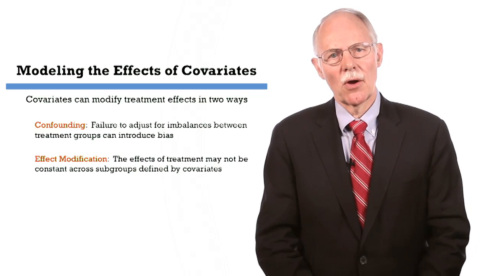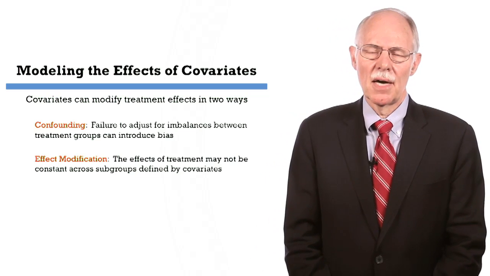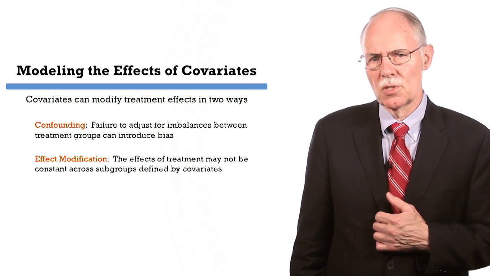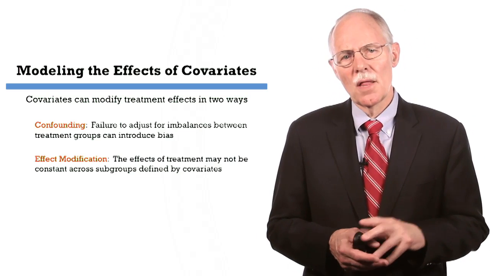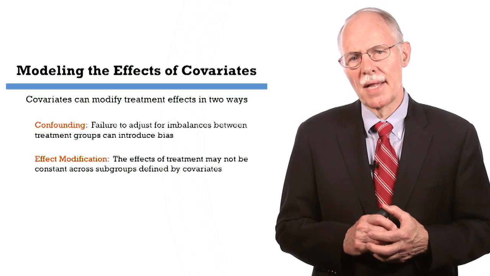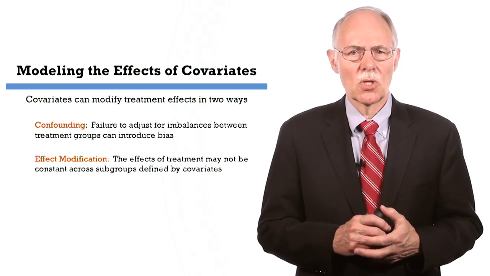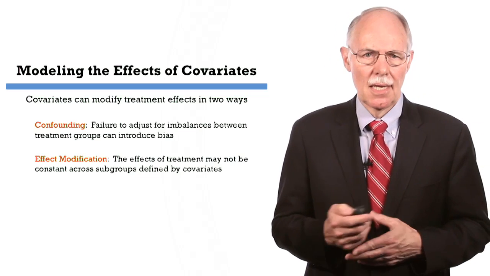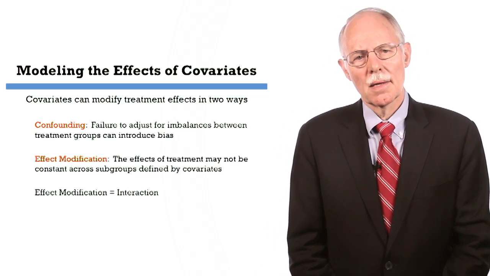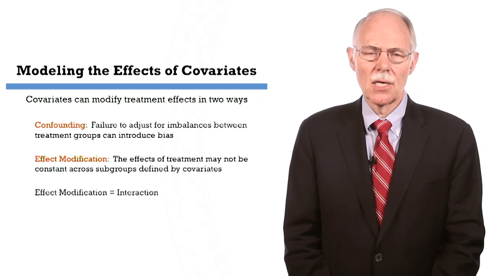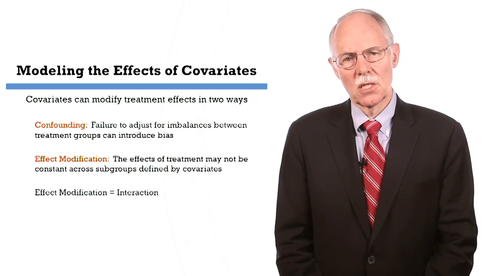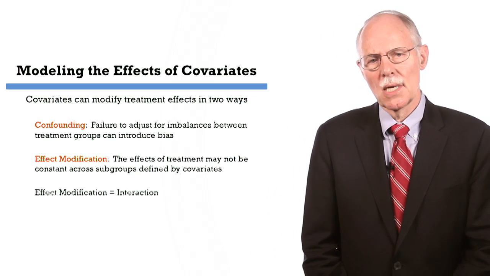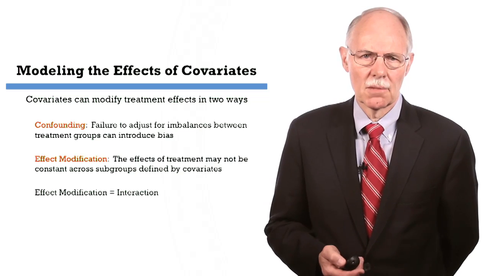Another important issue is that there can be effect modification. By effect modification, I mean that the effects of treatment may not be constant across subgroups defined by the covariates. So for example, the effects of treatment may be different for men than for women. And one has to address that problem by introducing terms to capture effect modification in the model. Though epidemiologists often use the term effect modification, statisticians are more likely to refer to this phenomenon as interaction, and so we say that we have to introduce interaction terms into the model to test for effect modification.